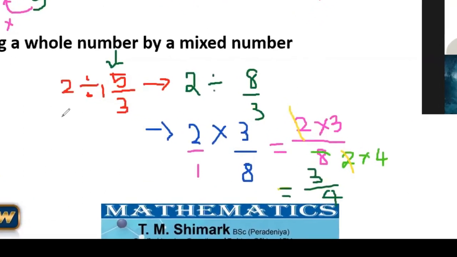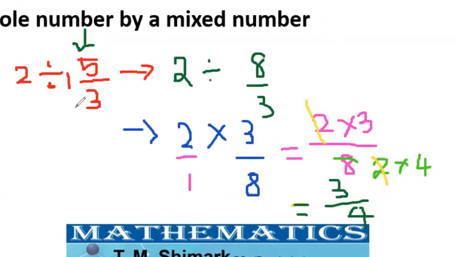So when you want to divide a whole number by a mixed number, the first thing we did is change the mixed number into an improper fraction, right? And then if you want to change the division sign to a multiplication sign, you have to change the second number, not the first number.